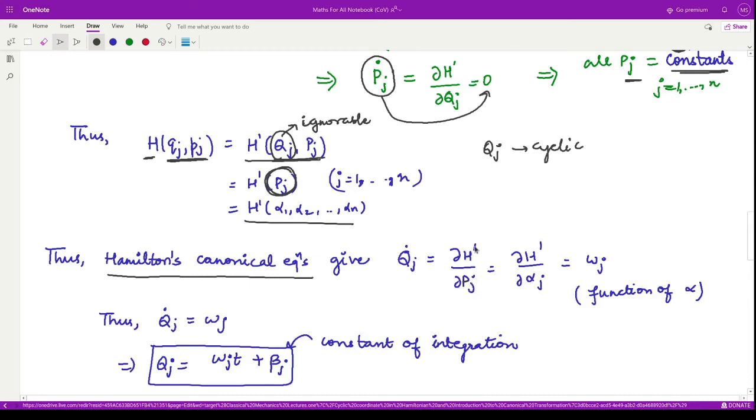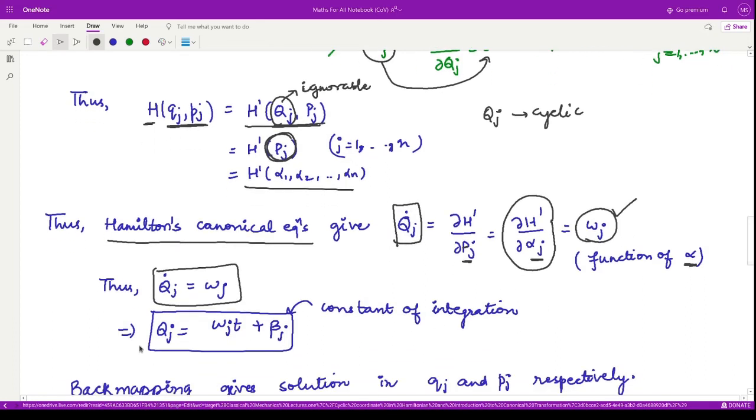H dash is the new Hamiltonian, so we have used this notation. Now capital Pj is constant, so we have replaced this thing, and when you take the derivative of the new Hamiltonian with respect to some constant, it would again be a function of that same constant. So you saw that we started from Qj dot and we reached some constant. So basically this thing is equal to a constant, and when you integrate this, you will get a linear function of time. So you will get the new generalized coordinate as a linear function of time using this transformation.